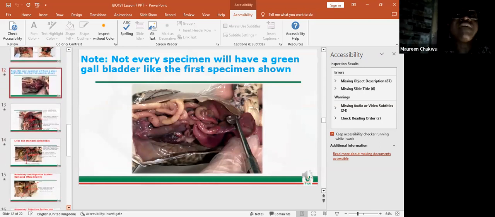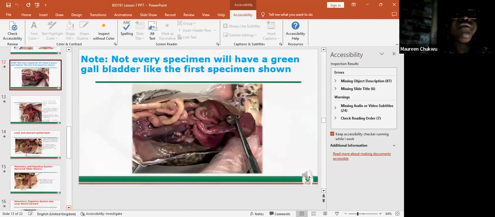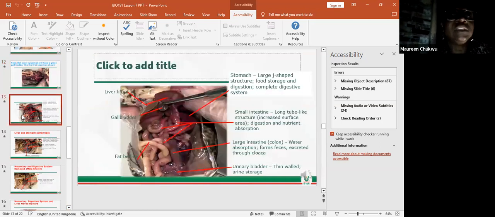Notes. Not every specimen will have a green gallbladder, like the first specimen shown. This one has a gallbladder. Now let's see the next one. This one is showing the digestive system, which comprises, when you have the liver lifted up, you see the gallbladder, then you can see the fat bodies and the stomach, which is a large J-shaped structure.